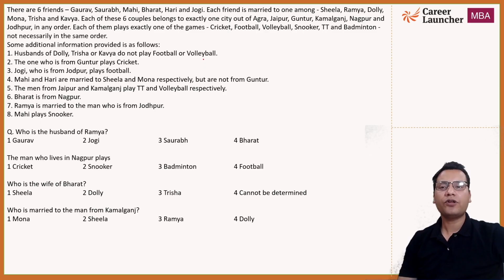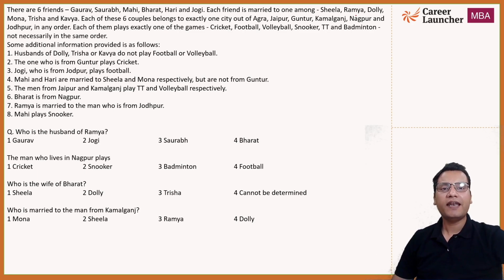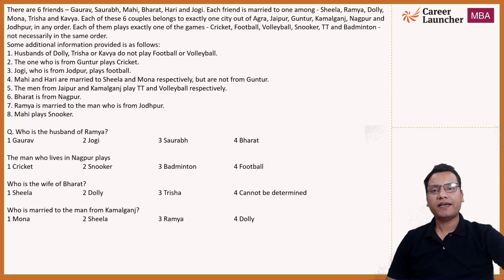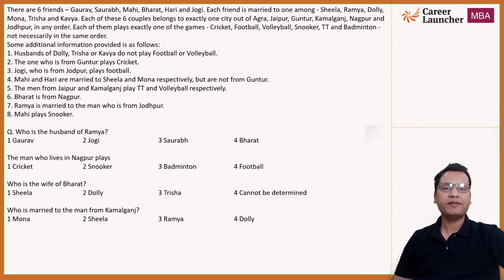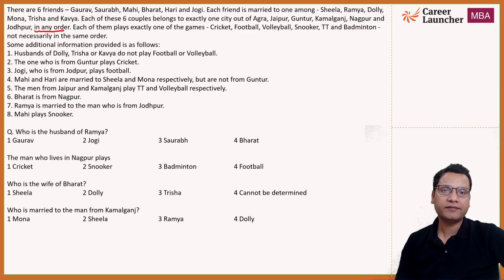Now, let's try to solve the set. So, there are six friends: Gaurav, Saurabh, Mahi, Bharat, Hari, and Jogi, and each friend is married to one among Seela, Ramya, Dolly, Mona, Trisha, and Kavya. Each of these six couples belongs to exactly one of the cities out of Agra, Jaipur, Guntur, Kamalganj, Nagpur, and Jodhpur in any order. This line is very important, right? You need to have good comprehension when you are reading the sets. You need to take care of every word, comma, and full stop.